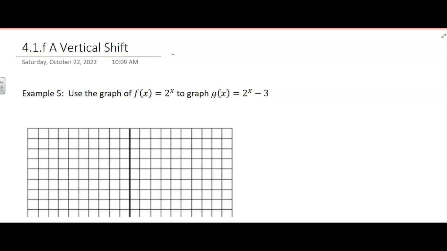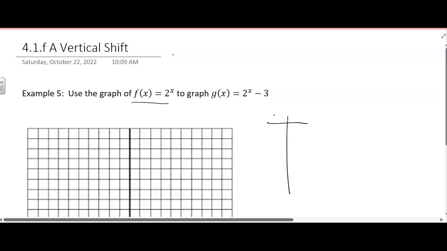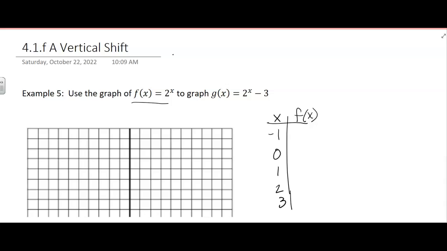So we have another example. We're going to be using the basic function f of x equals 2 to the x. So again, we could make a little table of values. When the base is smaller, it's a little bit easier to graph. So we could think -1, 0, 1, 2. We can go to 3 for this one.